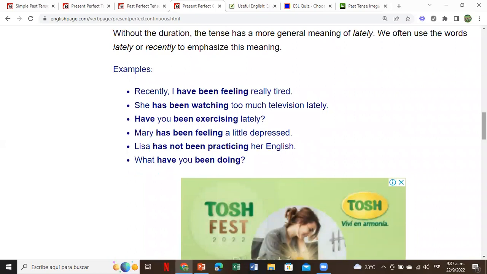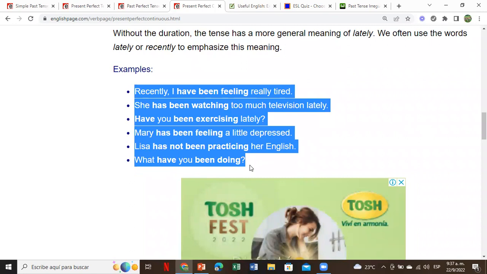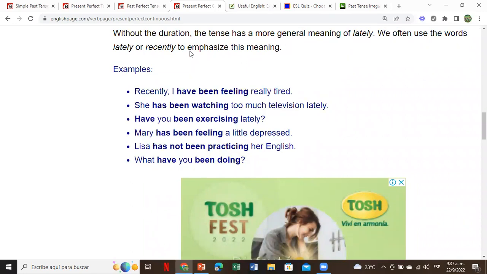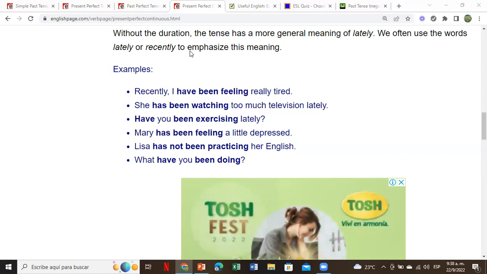The second example, and I'm going to conclude in this part. Cristina, would you like to help me to read, please? Y aquí finalizo. Recently, I have been feeling really tired. She has been watching too much television lately. Have you been exercising lately? Mary has been feeling a little depressive. Lisa has not been practicing her English. And what have you been doing?